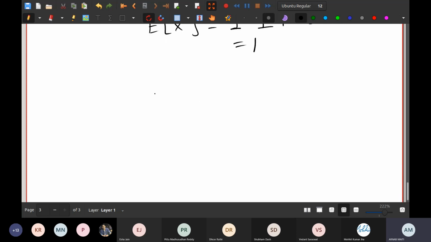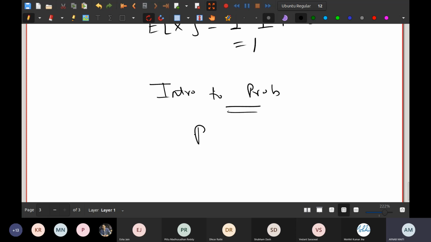So this is the sort of introduction to probability. So this is the end of part 1. So this is part 2. Application in combinatorics.